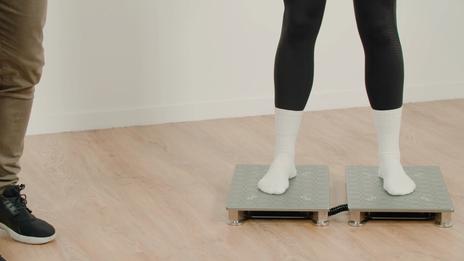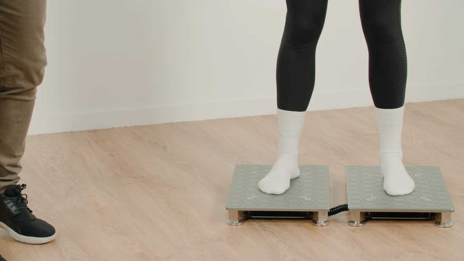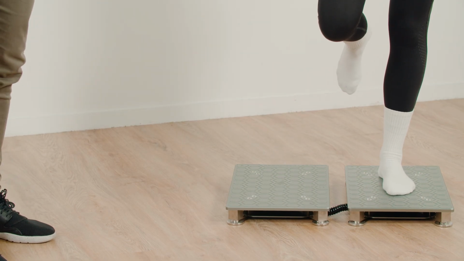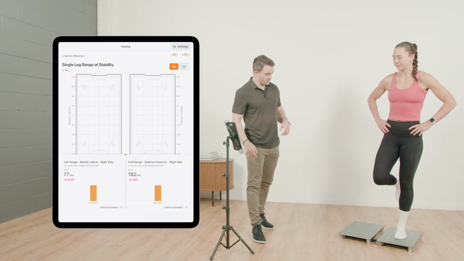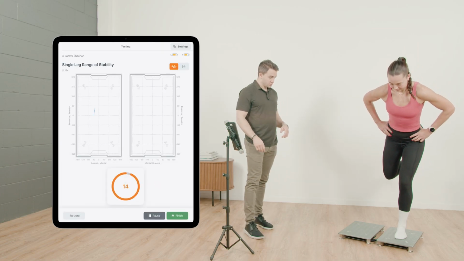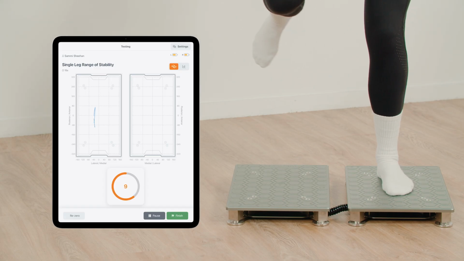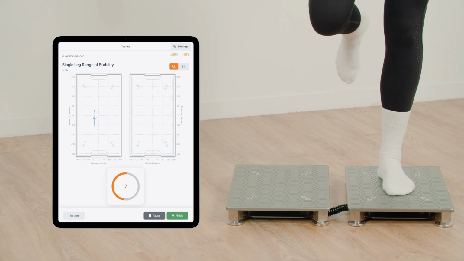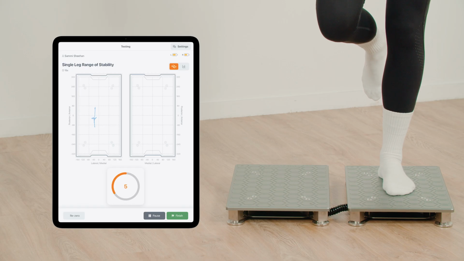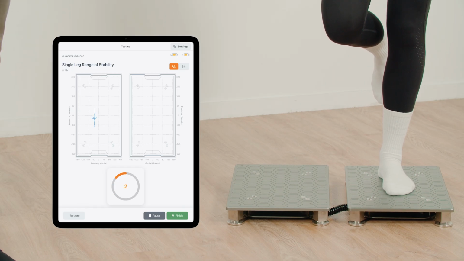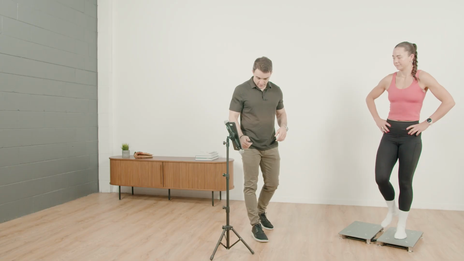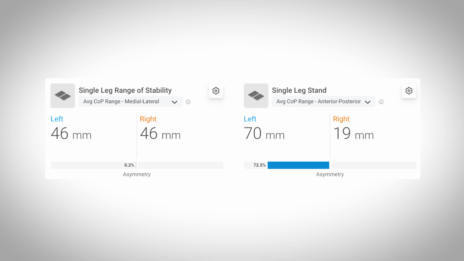But what we're looking for, unlike the static balance, is maximal movement or maximal displacement of the center of pressure in all 4 directions. So when you're ready, go ahead and shift to that side. All good to go? Yeah. Perfect. And go for it. Feeling okay? Good. 3 more seconds. Excellent.